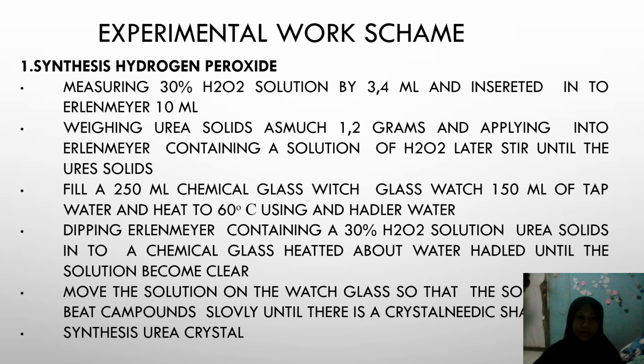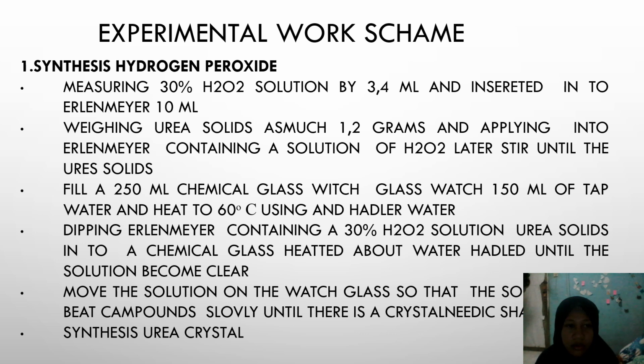Experimental work scheme. Synthesis of urea hydrogen peroxide. First, measure 3.4 ml of 13% H2O2 solution and insert it into a 10 ml Erlenmeyer. Then, weigh solid urea, as much as 1.2 grams, and add it into the Erlenmeyer containing the H2O2 solution, then stir until the urea solids dissolve.